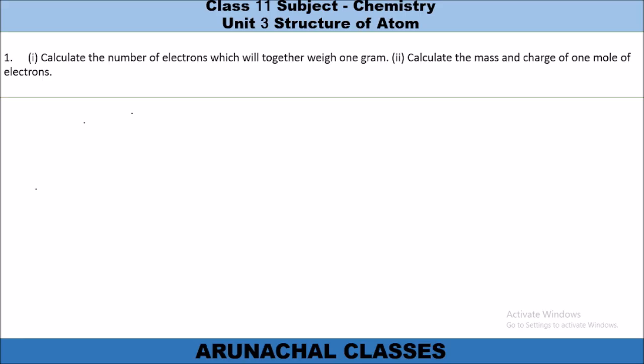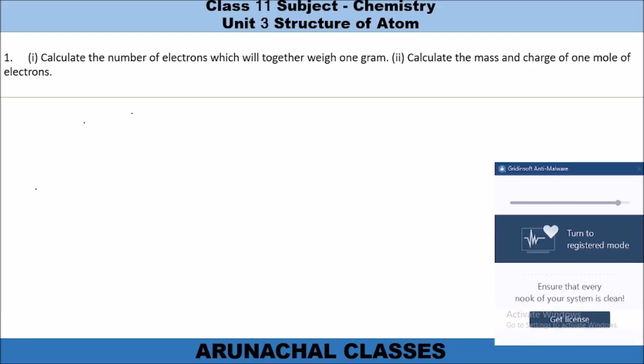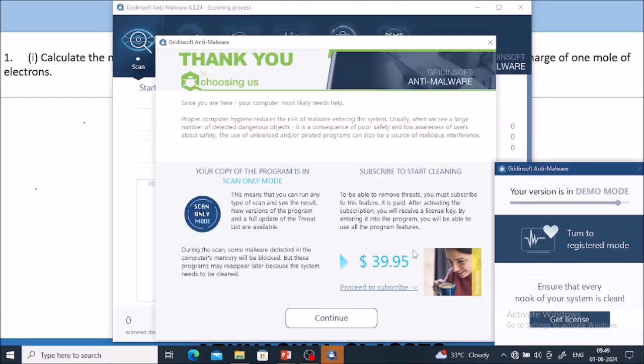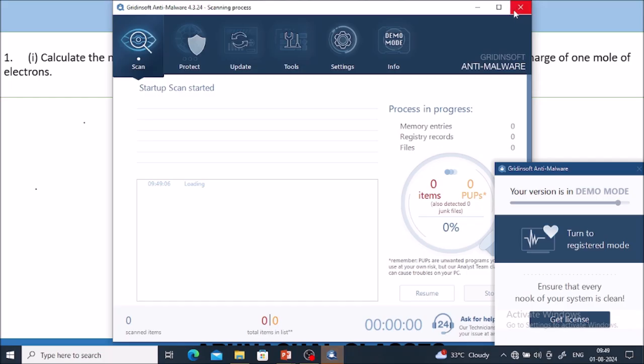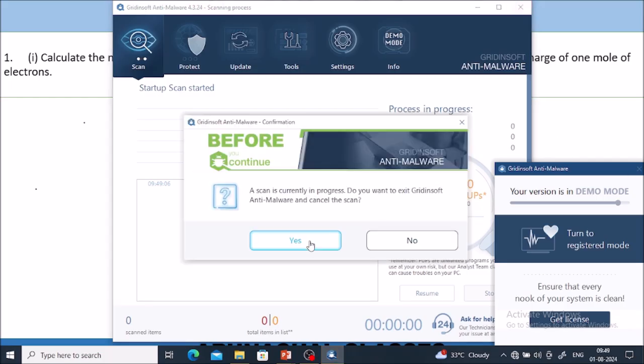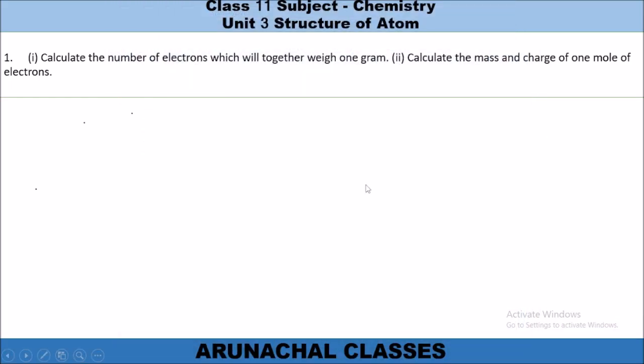In this video we are going to solve the exercise questions of Unit 3 Structure of Atom. We can see this chapter in our subject Chemistry and it is in class 11th. Now let us take the first question.